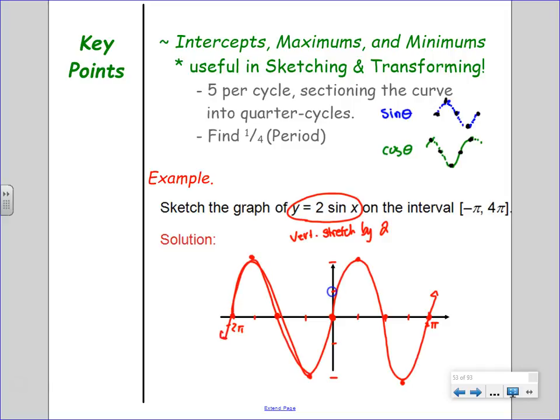And how do we say it keeps on going forever? Put our little arrows and say, fine, we're done. 2 cycles are usually more than enough. However, what was the only thing that changed in this one?